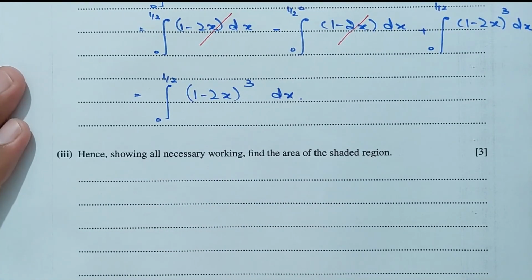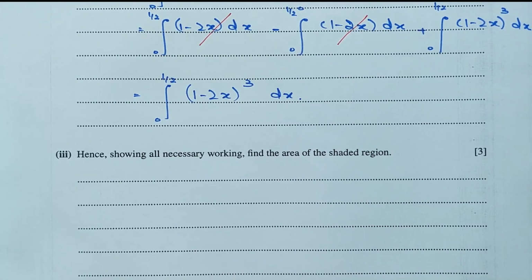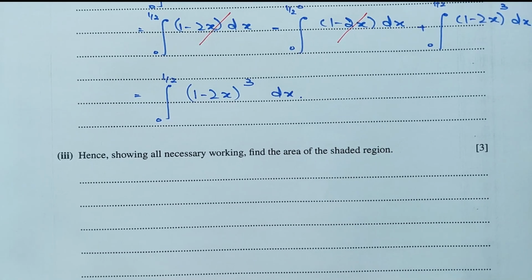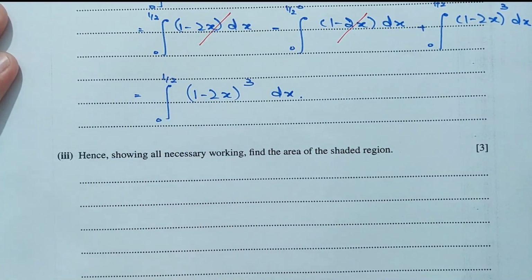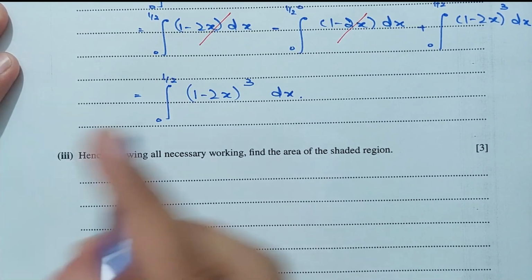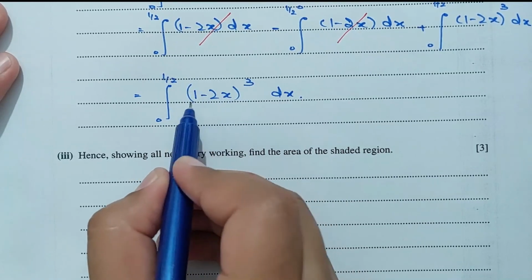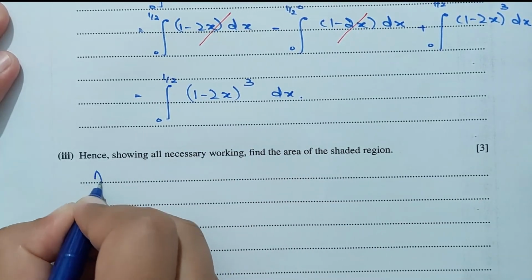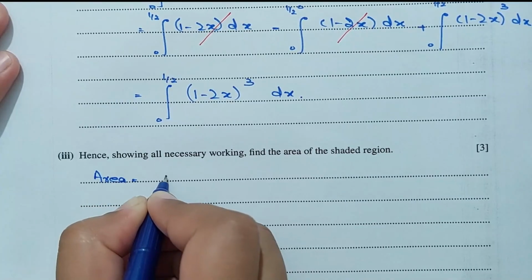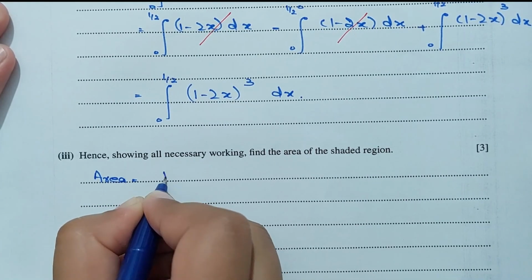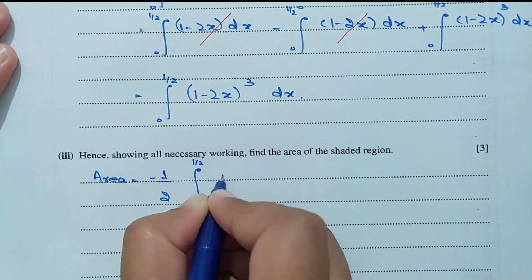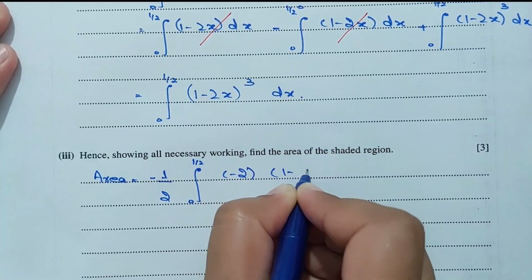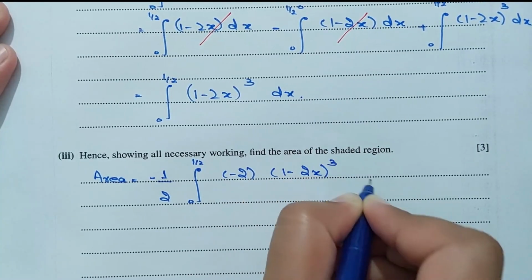Now for this third part, hence show all necessary working, find the area of the shaded region. To calculate the area of the shaded region, we have to solve the integral. For integration of this we have to complete its derivative. The derivative is negative 2. So we have to multiply and divide by negative 2. Minus 1 by 2 is outside, from 0 to 1 by 2, minus 2 is inside, (1 minus 2x) cubed dx.